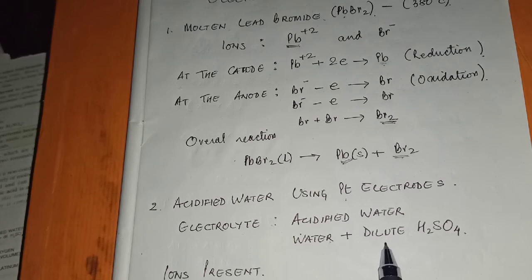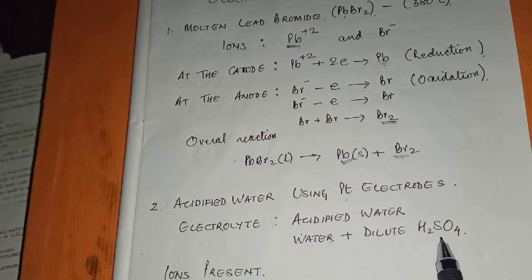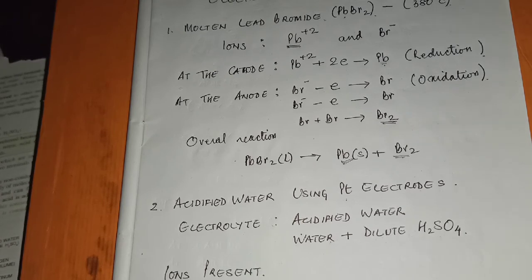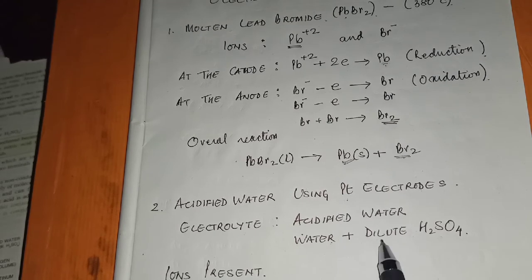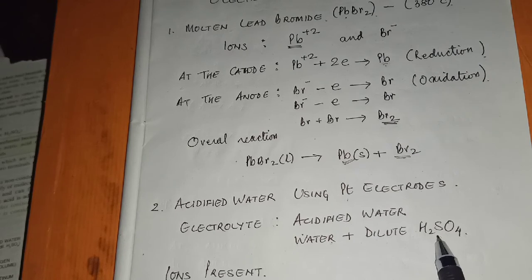Now over here, instead of sulfuric acid we could have used nitric acid or hydrochloric acid, but the problem is that these two acids are volatile in nature. Volatile means they will change into vapor form and escape the electrolyte, therefore reducing the electrolysis process. Hence dilute sulfuric acid, which is non-volatile, is preferred in the electrolysis of acidified water.